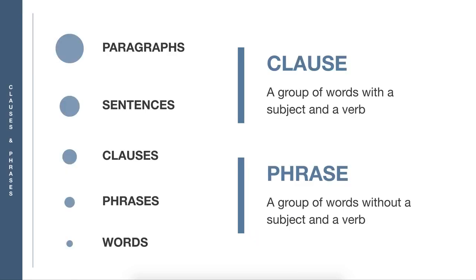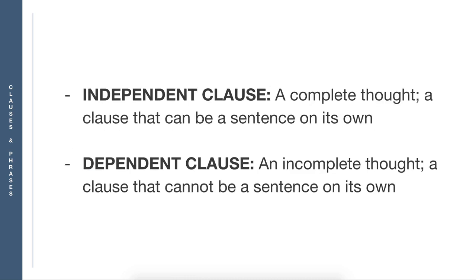Now, as you will remember, clauses are a group of words that have a subject and a verb. A phrase is a group of words without a subject and a verb. There are two main types of clauses that we need to be aware of. There are independent clauses, which could be sentences on their own. They are complete thoughts. They have a subject and a verb. Dependent clauses, on the other hand, cannot be sentences on their own. They are not a complete thought.